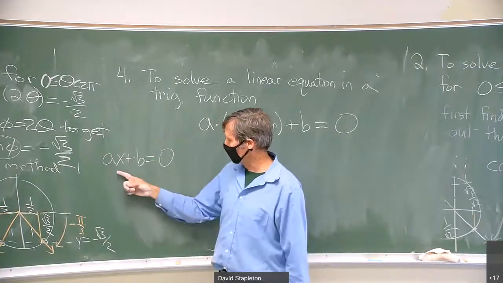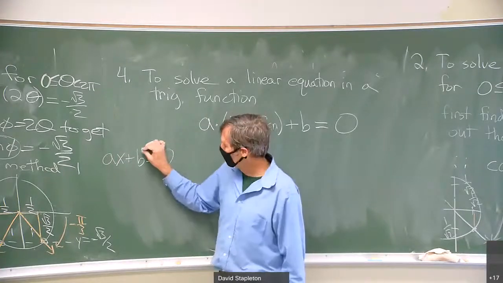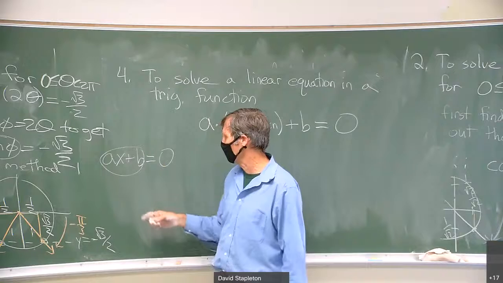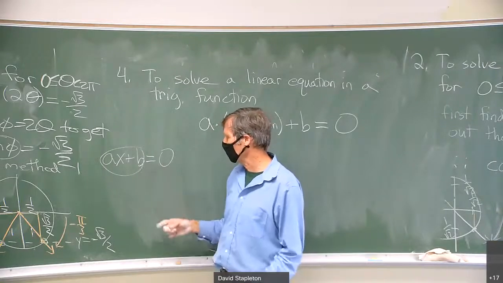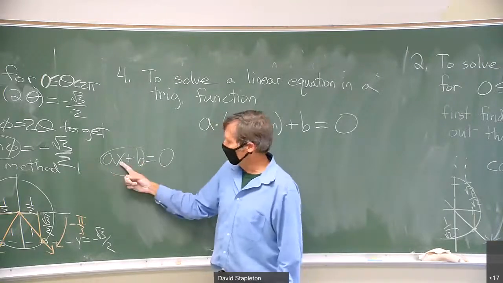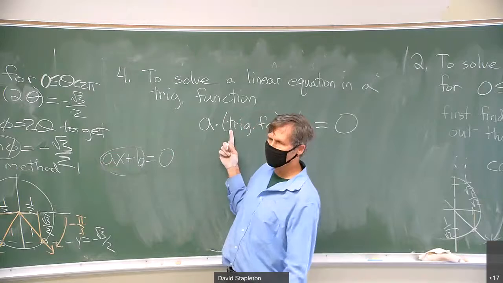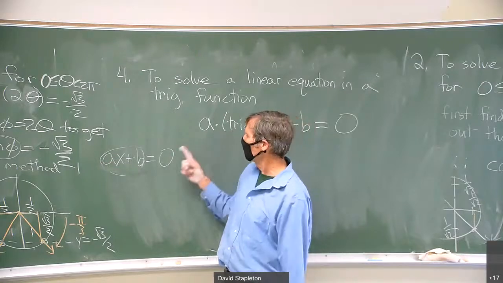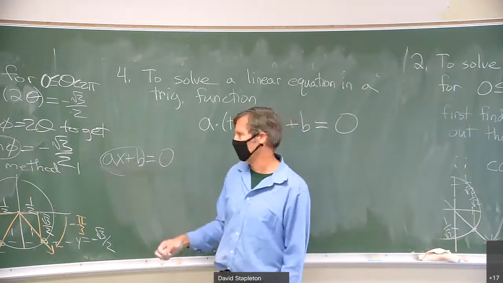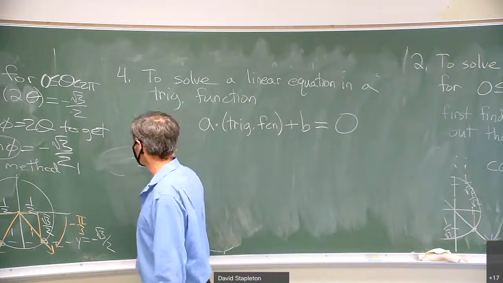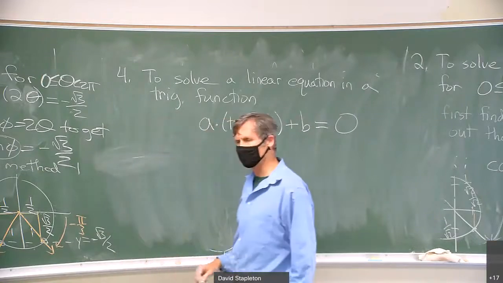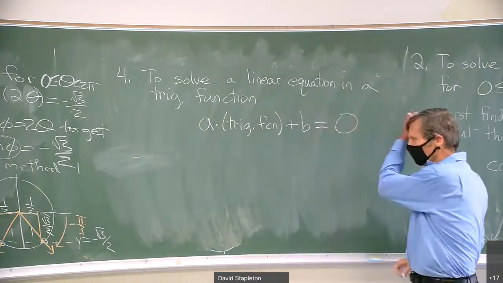This is called a linear equation in X, right? This is called a linear polynomial or first degree polynomial equals 0. This is called a linear equation. All I've done, I've replaced X with a trig function, sine of theta or tangent of theta or something. Now it's a linear equation with trig function, still a linear equation in X. This is a really easy step from the last one, right? If you do the last one, you do this one.